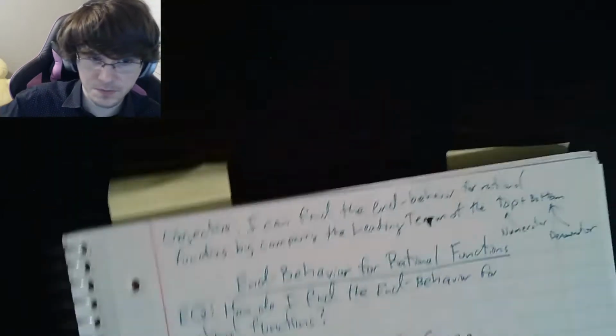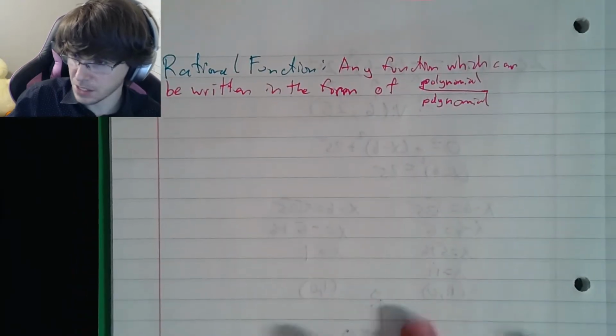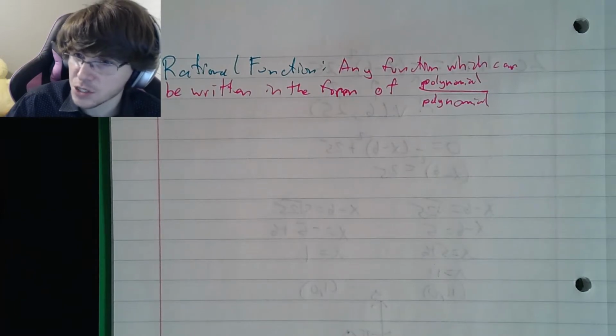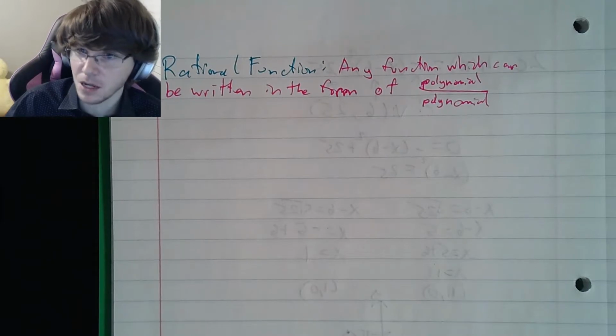Turning the page over. You have one word to write down. You don't have to write it down on a separate page; I just like doing it. The word to write down is rational function. So a rational function is any function which can be written in the form of polynomial divided by polynomial.